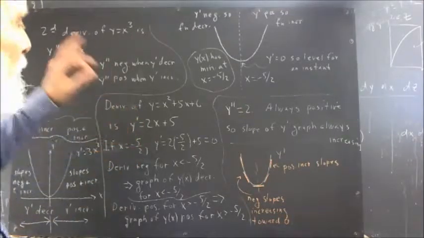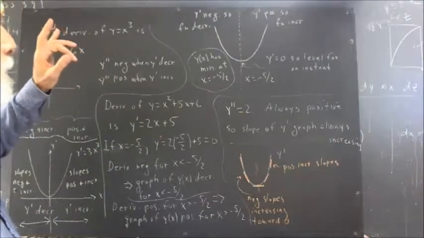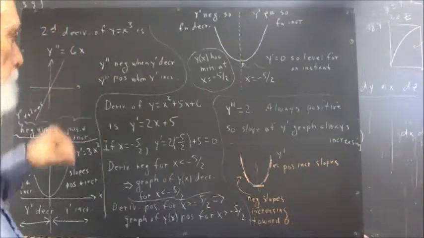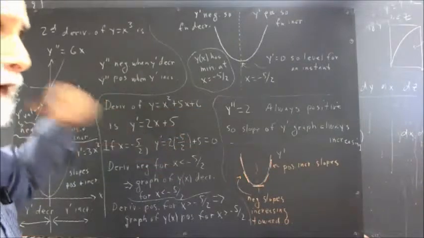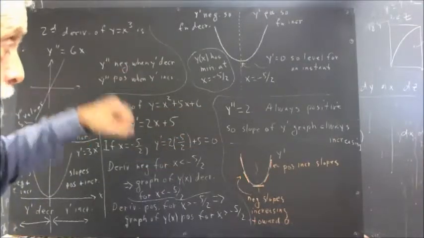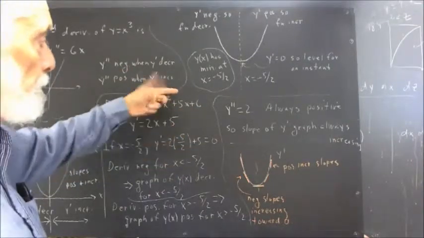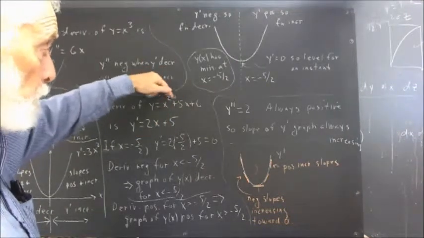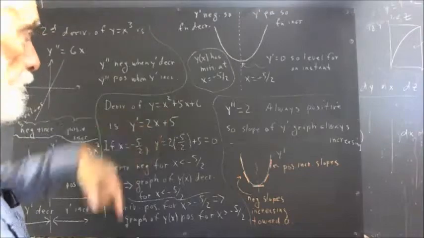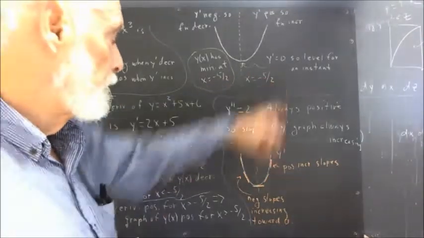Now, we have previously verified for a function of this nature that the axis of symmetry is going to be negative b over 2a. b being 5 in this case, a being 1, that gives us an axis of symmetry at x equals negative 5 halves.